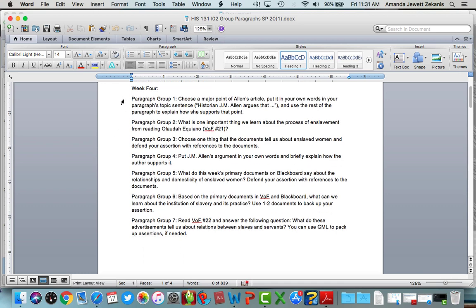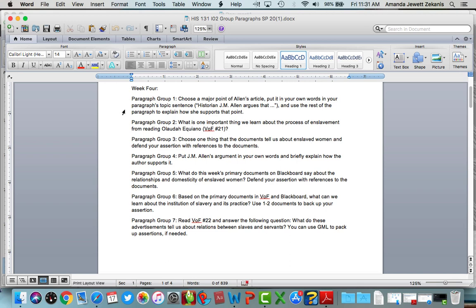So this paragraph group one assignment says, choose a major point of Allen's article, put it in your own words in your paragraph's topic sentence. So you would say, and I'm literally showing you how to start it, "Historian J.M. Allen argues that," and then there's your point. It goes right in there. And then you use the rest of the paragraph to explain how she supports that point. And you're going to have to cite any specific evidence that you're giving from the article.